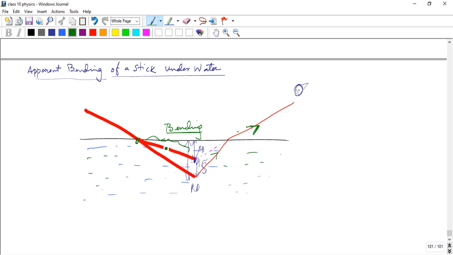But actually, it's not bending. In reality the stick is present here already. But that's the mismatch of density. That is another application of the refractive index of light. That's why the bending appears.